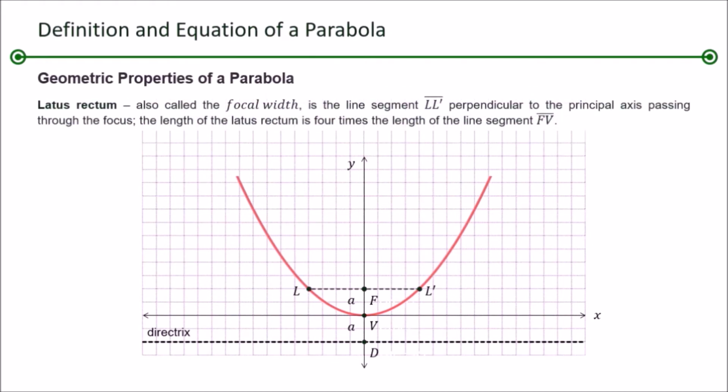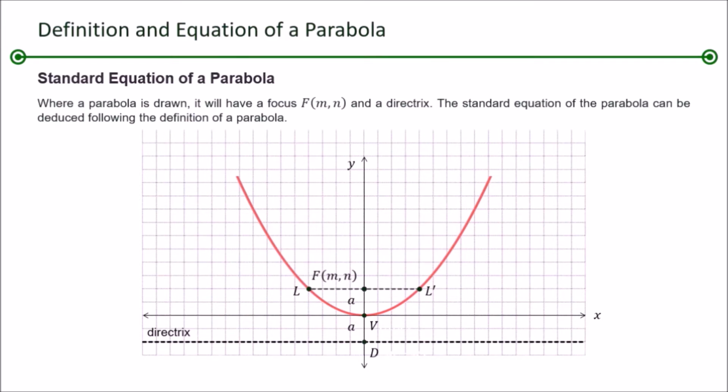Latus rectum, also called the focal width, is the line segment LL', perpendicular to the principal axis, passing through the focus. The length of the latus rectum is 4 times the length of the line segment FV.